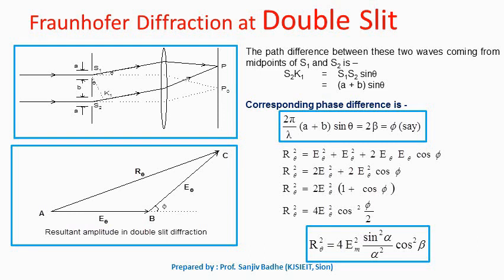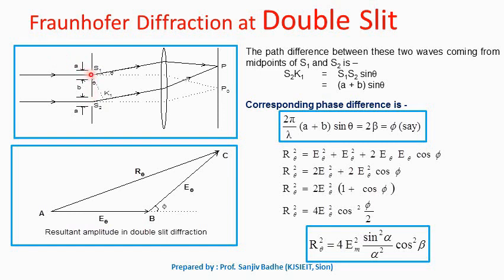To find the phase difference, let us try to find the path difference between these two rays. So this is ray number 1, this is ray number 2. The path difference between these two rays is this one, S2K1. If this angle is theta, this will be 90 minus theta, and then this will be theta. So S2K1 can be written as S1 S2 sin theta.